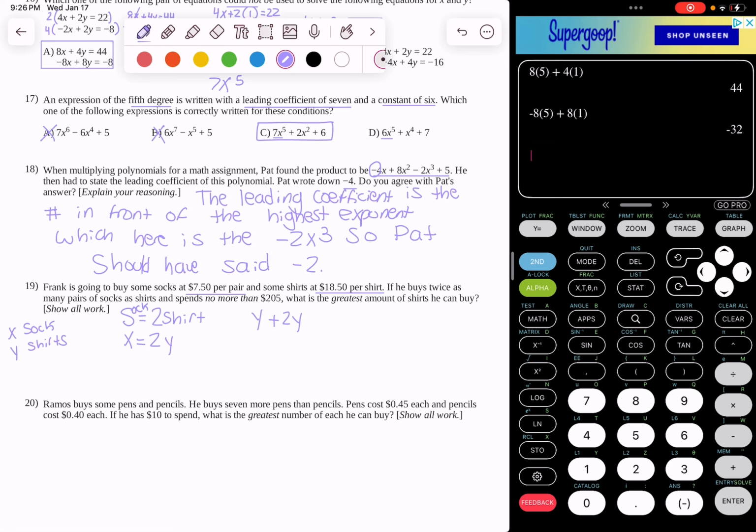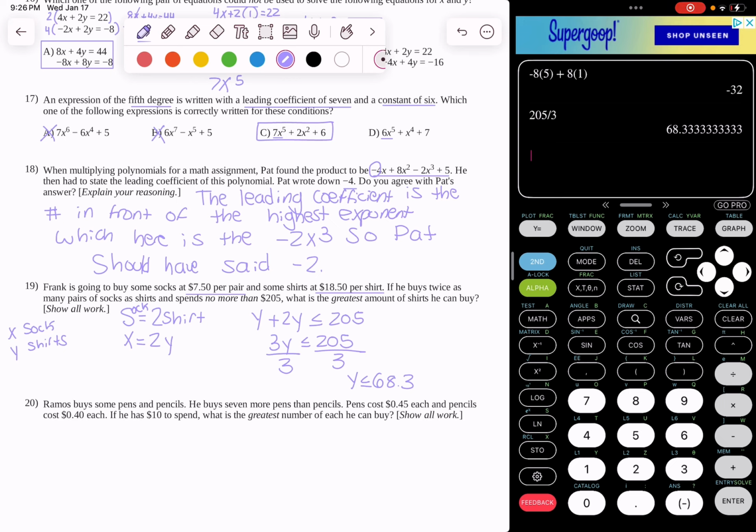And he spends no more than $205, which means he has to spend less than or equal to $205. What is the greatest number of shirts he can buy? Well, y plus 2y is 3y is less than or equal to 205. Divide by 3. y is less than or equal to 205 divided by 3, which is 68.3. And y does represent shirts.